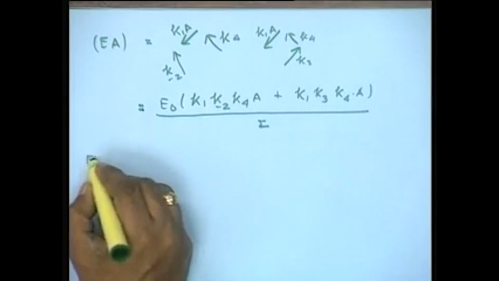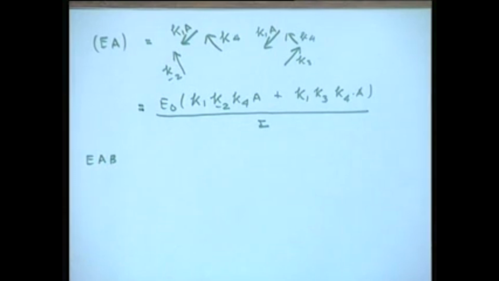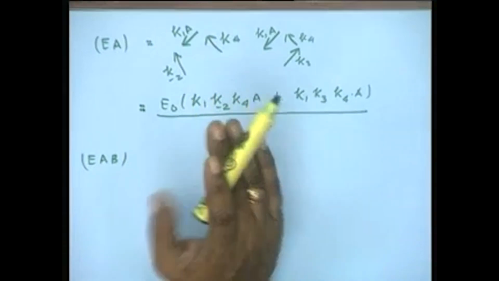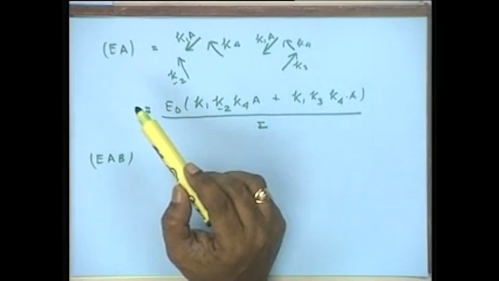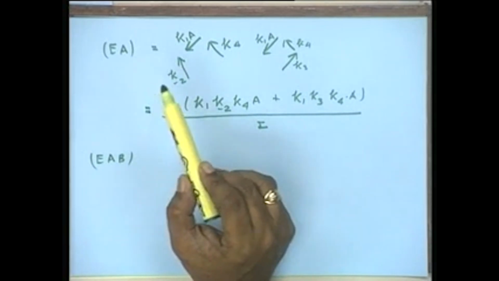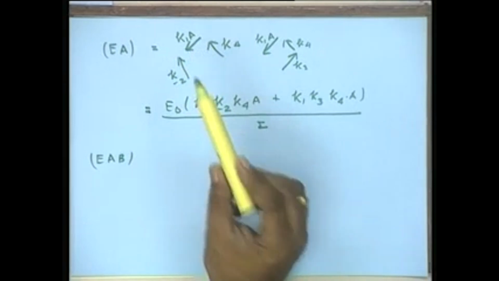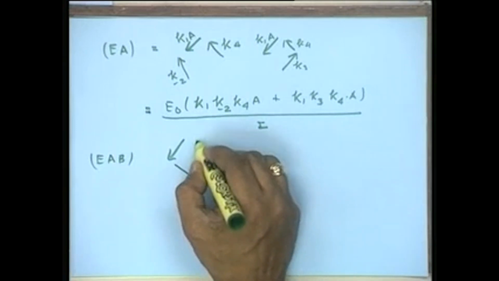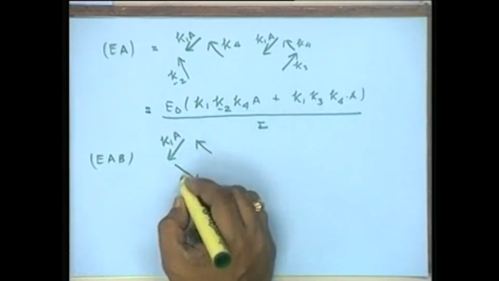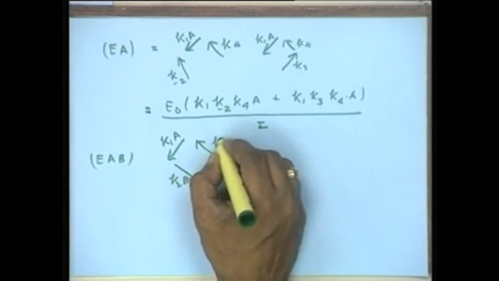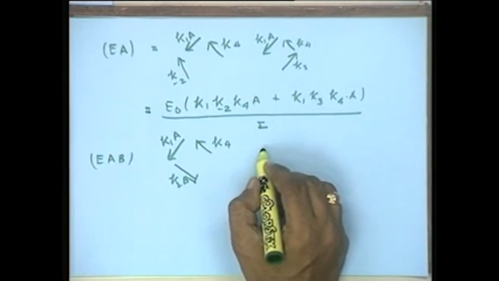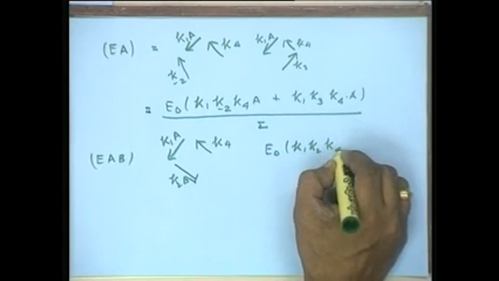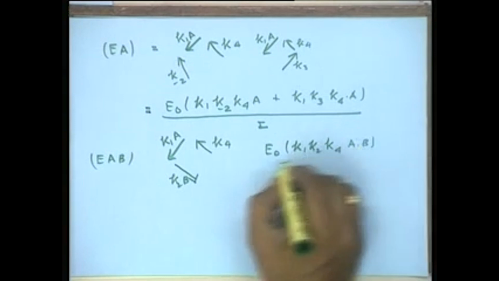Similarly, EAB will have only one pattern possible, because EAB, as you notice, is emerging only from the E side, via E and EA, and it cannot come from EY and E. So, you have only one pattern for EAB, that is K1 A, K2 B and K4, and therefore EAB will be given by E naught K1 K2 K4 into A into B upon sigma.